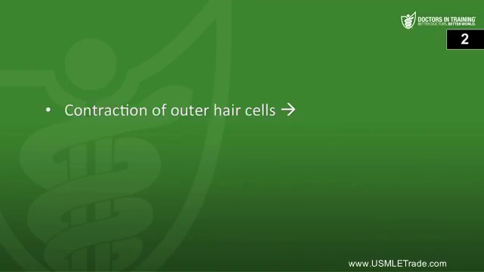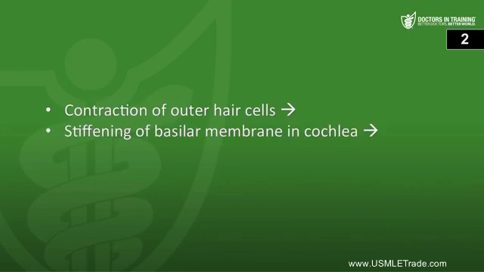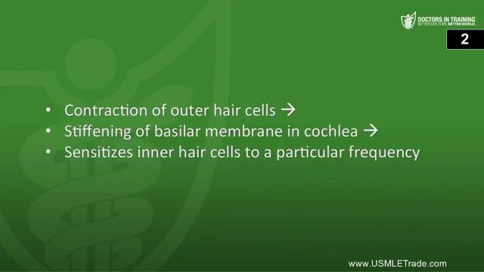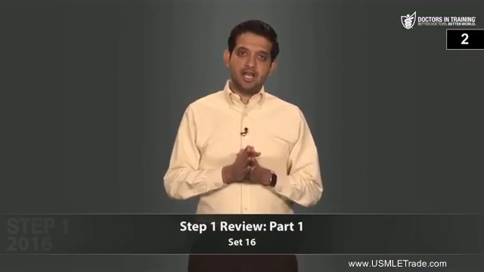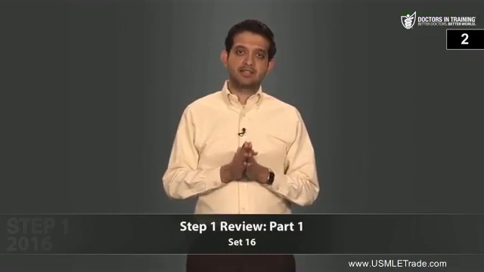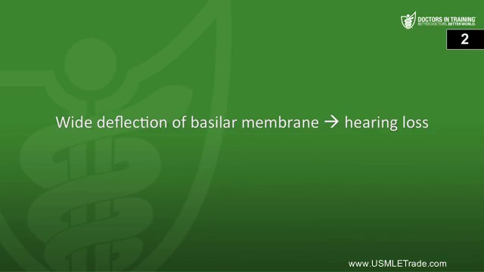Then the result of this input is that you have contraction of the outer hair cells and stiffening of the basilar membrane in the cochlea, which will sensitize inner hair cells to a particular frequency, so that you can deliberately listen for and discriminate specific sounds when there is other background noise going on. So what is the result of damaging the outer hair cells, such as with antibiotics like gentamicin and streptomycin? You get wide deflection of the basilar membrane rather than sharp deflection, and that causes significant hearing loss.